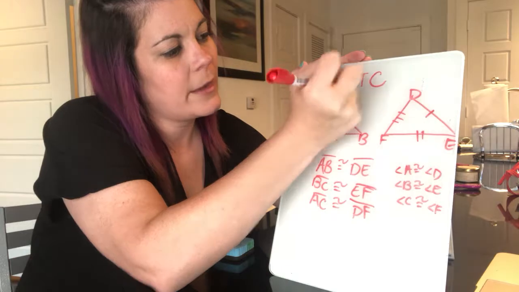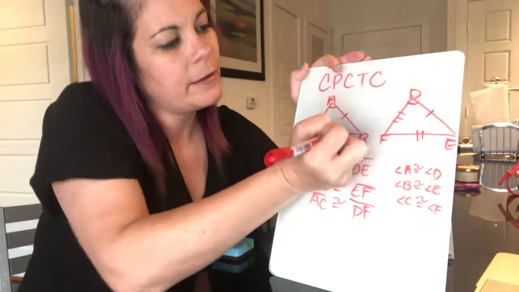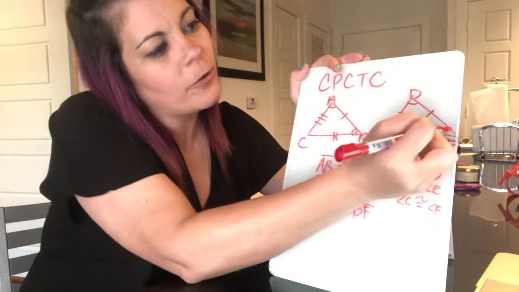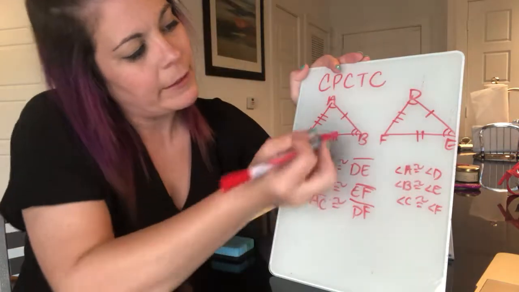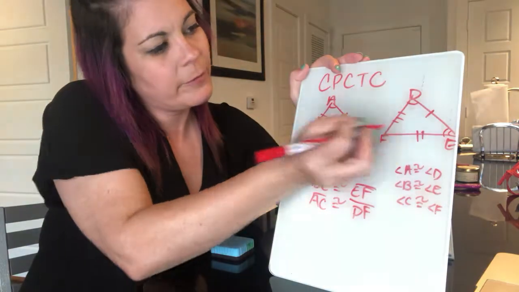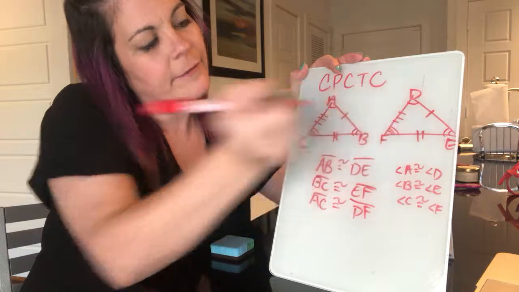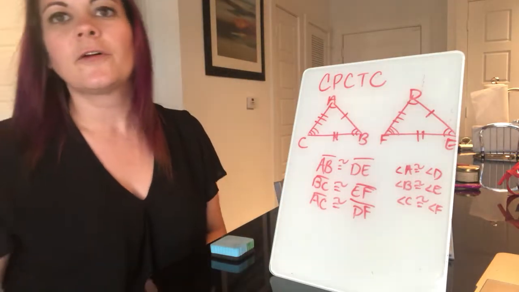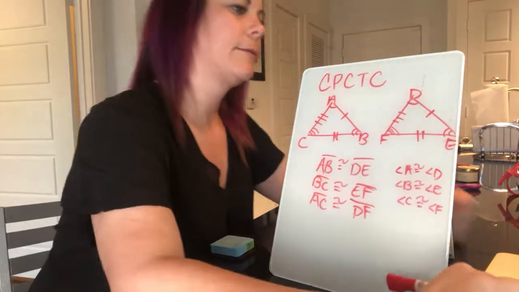Same with angles. Angle A is congruent to angle D. Angle B, we would put 2, congruent to angle E. Then angle C, put 3, and so on. So those are what you call congruency marks.